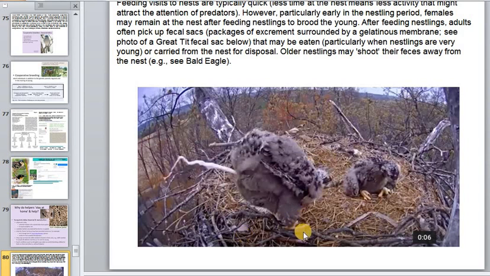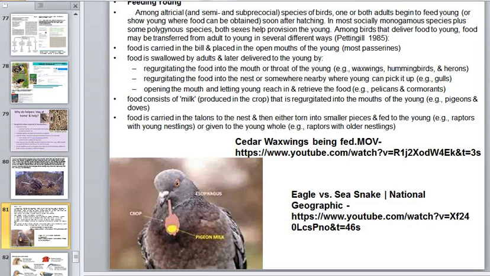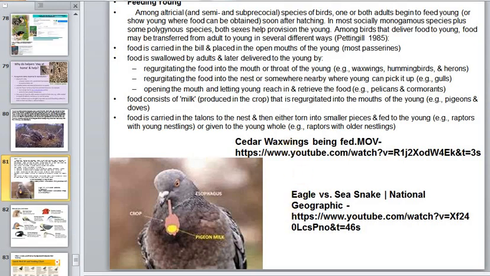And here is this photo. Fecal sac below that may be eaten, particularly when nestlings are very young, or carried from the nest for disposal. Older nestlings may shoot the feces away from the nest, like this bald eagle. This certainly makes it much easier to take care of, of course, but finding takes longer. I leave the links as usual.